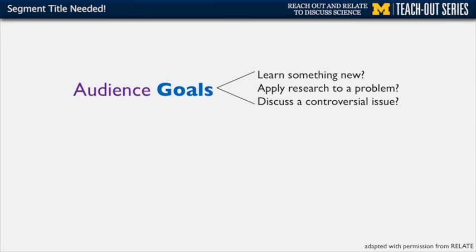So let's highlight again that there are two different types of goals. There are audience goals and there are speaker goals. Audience goals could be something as easy as they're just curious and they want to learn something new. It could be that they're interested in applying some kind of science research to a problem, and it might honestly be that they just are interested in discussing a controversial issue with someone who has some degree of understanding about that issue. And again, I want to emphasize that speaker goals are different from those.